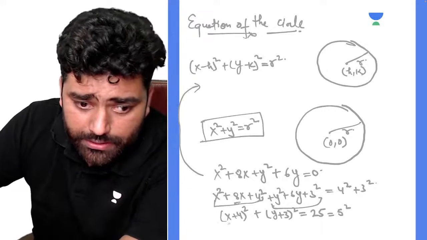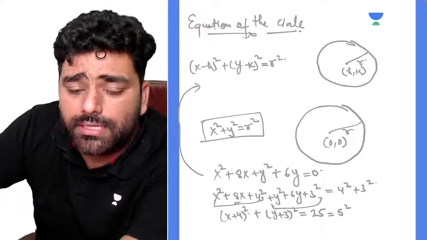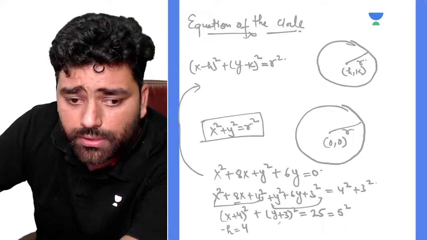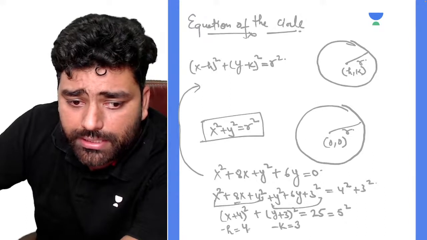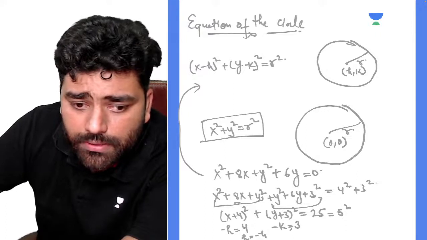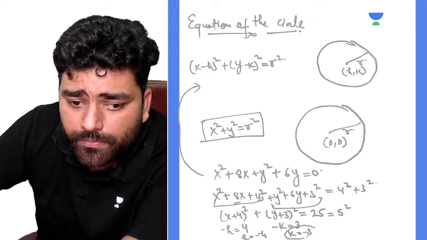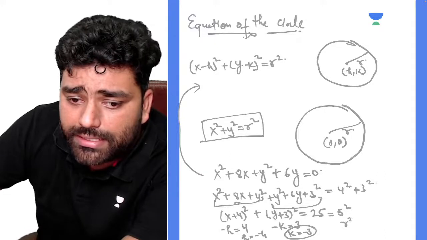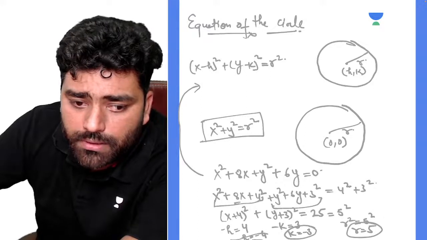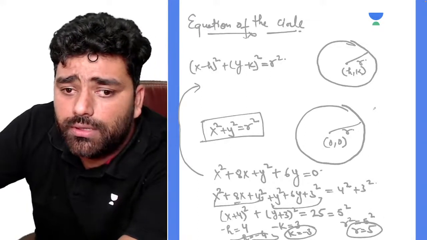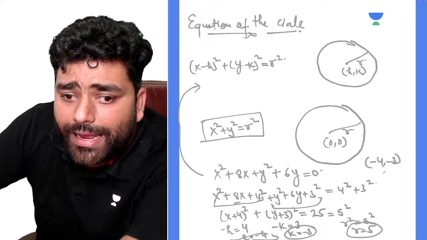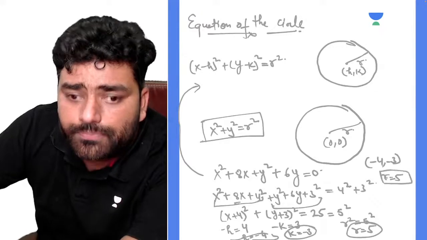Now if we compare this equation with the equation of the circle, that means negative of h is equal to 4 and negative of k is equal to 3. That means h is equal to negative 4 as well as k is equal to negative 3, right guys? And the radius square is 5 square, that means radius is equal to 5. Correct guys? So what we come to know is the center is at (negative 4, negative 3) and the radius is equal to 5.